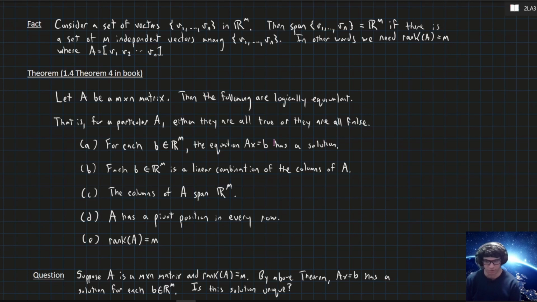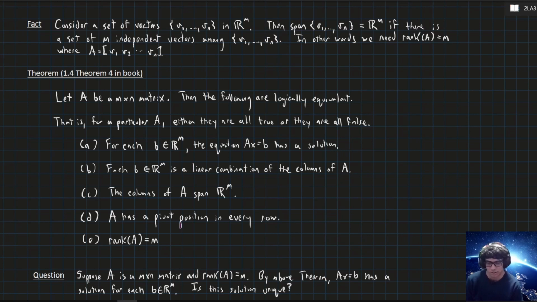So in part A of the theorem, it says that the equation Ax equals B has a solution. If you remember from the previous lecture, we know that in solving for Ax equals B, there are three possibilities, right? No solutions, a unique solution, or infinitely many solutions. So here A is just saying that it has a solution. So that's opening the door to two possibilities, right? It could have infinitely many solutions or a unique solution. It's just saying there's at least one.